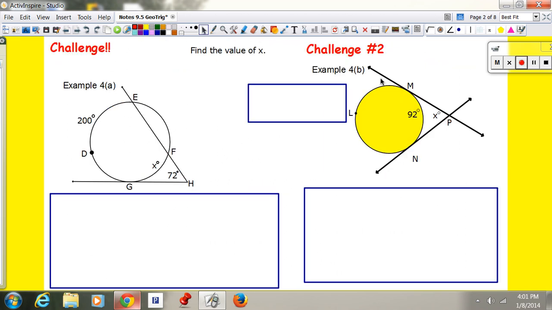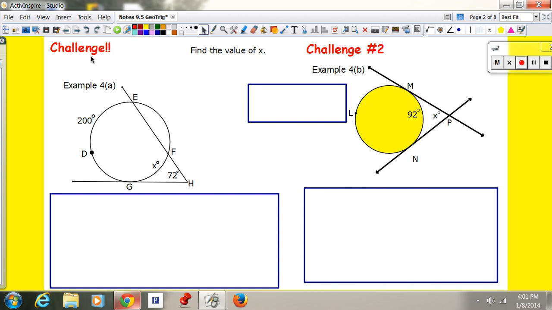Here are two challenge problems. I would love you to pause the video right now and give these a try and see if you can solve for x before I show you how to do it. If you can't, then just keep the video going and I'll show you. I'd really love you to try it though, see if you can figure out the value of x in each one of these. They're a little bit of a challenge.